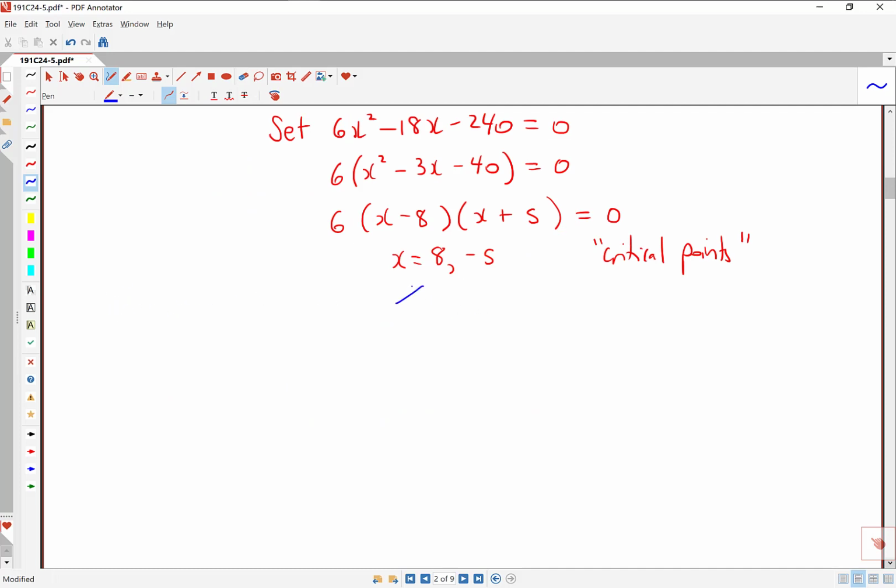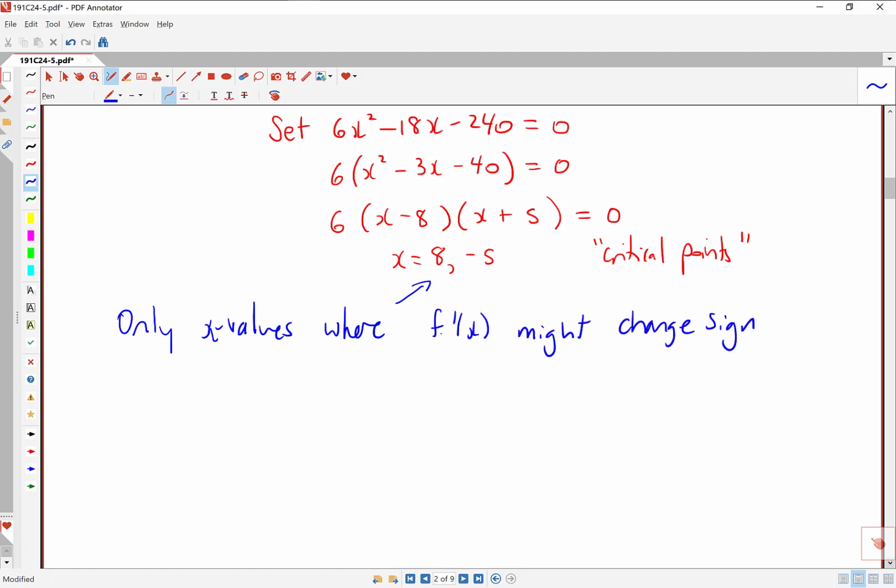So these 2 critical points here are the only x values where f prime of x might change sign. Because in order for f prime of x to move from being a positive value to a negative value, it would have to go through 0.